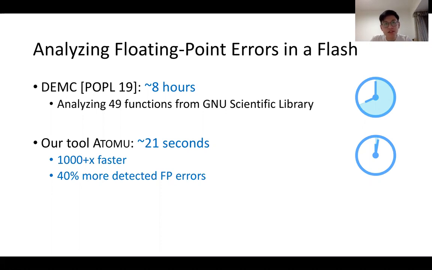Last year, DEMC was proposed for detecting floating point errors, and it cost about 8 hours for analyzing 49 functions from GSL. And our tool on the same benchmark only needs 21 seconds for analyzing them, which is more than 1,000 times faster, while at the same time, we detect 40% more floating point errors.